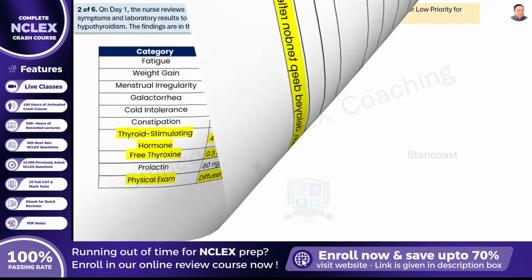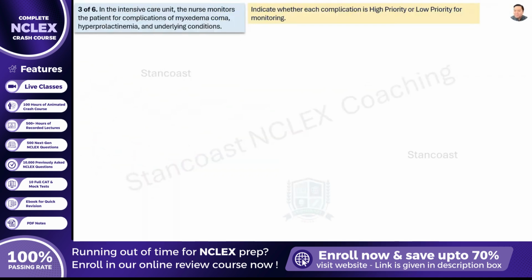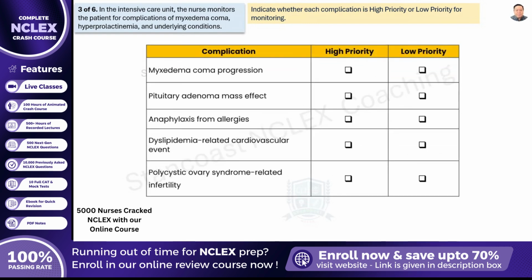Now, let's jump into the topic. It says, in the intensive care unit, the nurse monitors the patient for complications of myxedema, hyperprolactinemia, and underlying conditions. So here's our matrix.